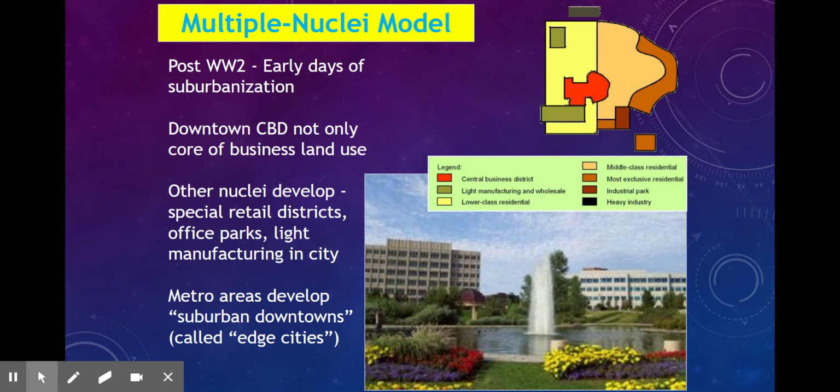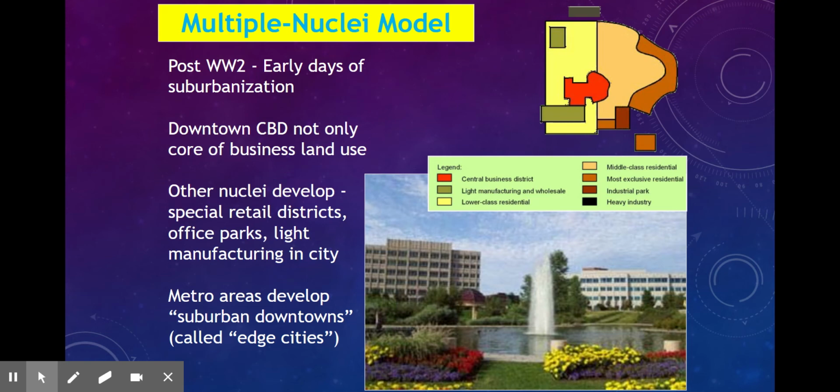So the multiple nuclei model is going to be different, and you're going to see some emerging differences. Thinking about the time period, the late 40s, early 50s, we have the development of what we would consider to be the suburbs. These are the early days of suburbanization, and the city is starting to change. The central business district is becoming not the only core of business land use. You're having the development of multiple cores, many of which are on the outside of the city to start with, and you might also have more cores within the original city as well.